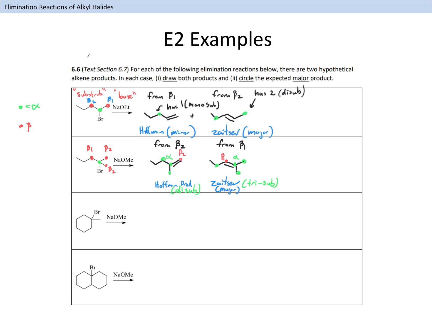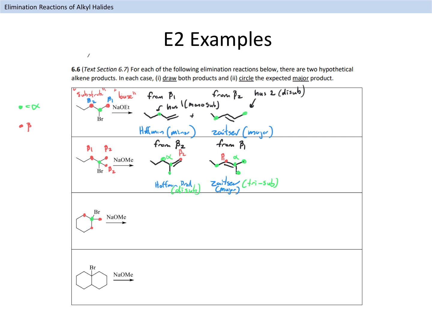In the third example, we have 1-bromo-1-methylcyclohexane, reacting with sodium methoxide. Again, sodium methoxide serves as a strong base. The alpha carbon is bonded to the bromine atom. There are 3 total beta carbon atoms in this structure, and we identify them by locating the carbon atoms directly connected to the alpha carbon.